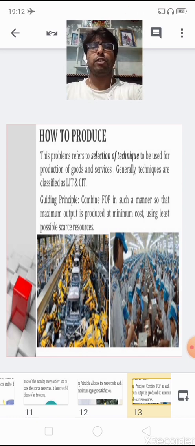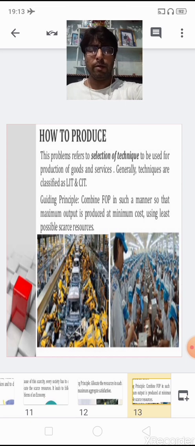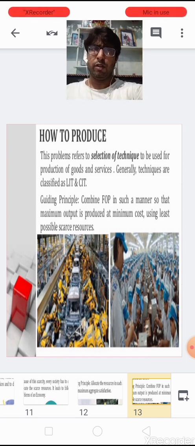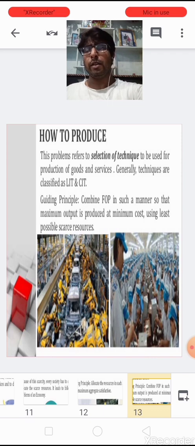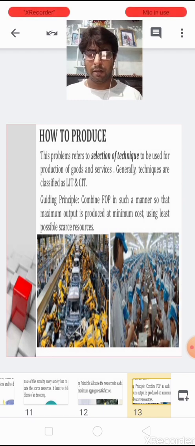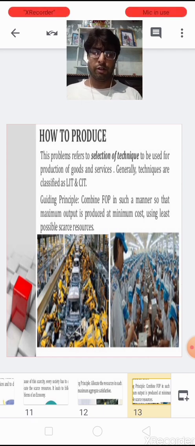For example, children, in India, labor intensive technology is preferred due to abundance of labor, whereas in countries like USA or UK, capital intensive technology is used due to shortage of labor and abundance of capital. So that is why it remains a problem of choice of technique of production.